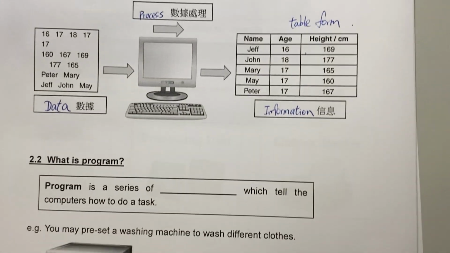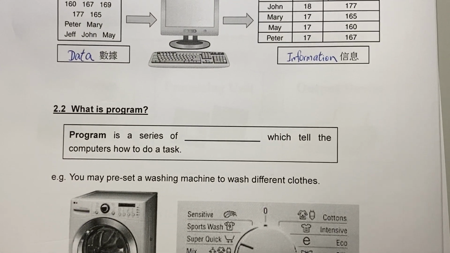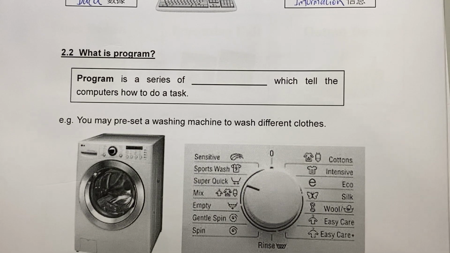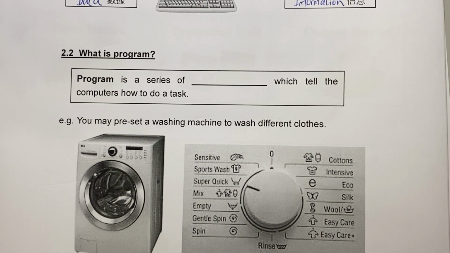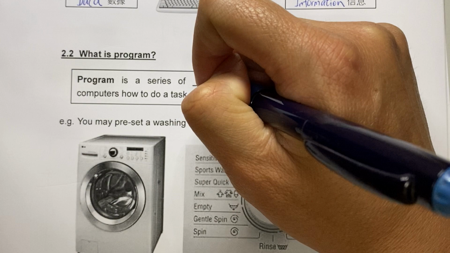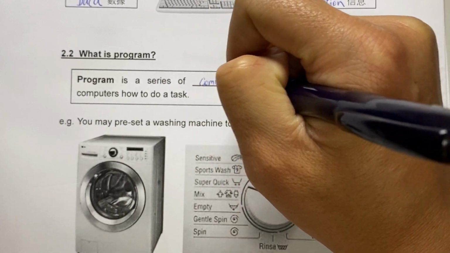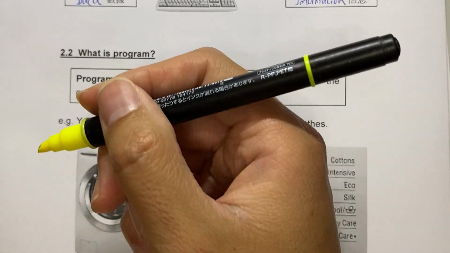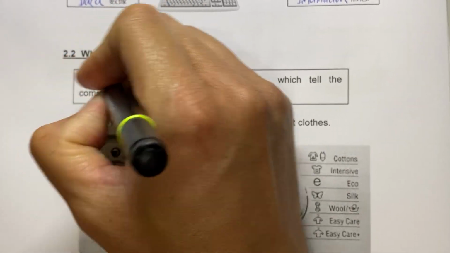So look at that. Of course, during the data processing, we need some software or programs that help us. What is a program then? A program, just like what we learned in the last video, is indeed just like software. It's a series of commands which tell the computer how to do a task, how to process the data. That little software, we call a small program.